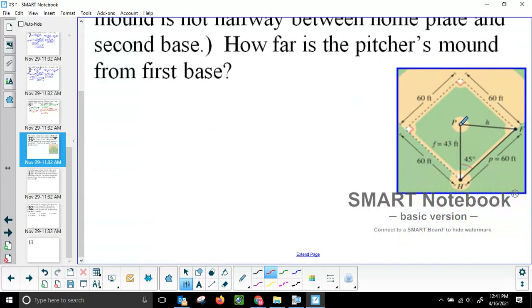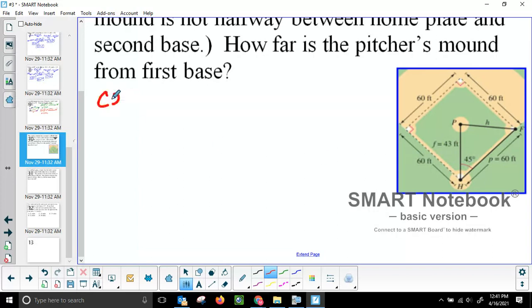All right, so here's the pitcher's mound. Here's home base. And we know that this is 60 feet, and this is 43 feet. All we have to do is find this distance here between the pitcher's mound and first base. So we have two sides with the included angle between them, so that's side angle side.